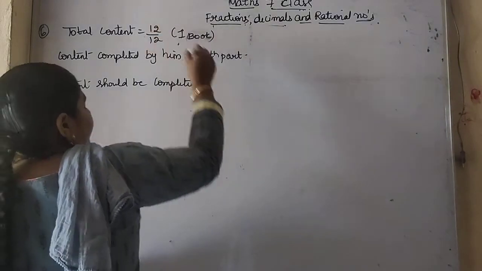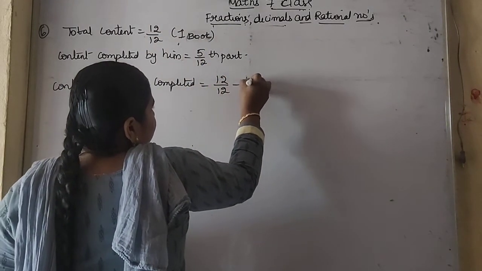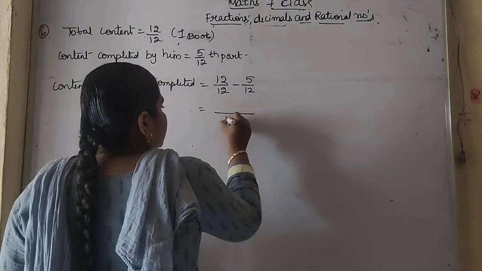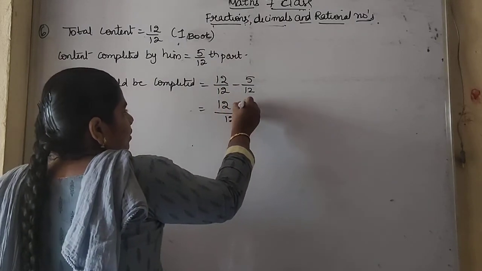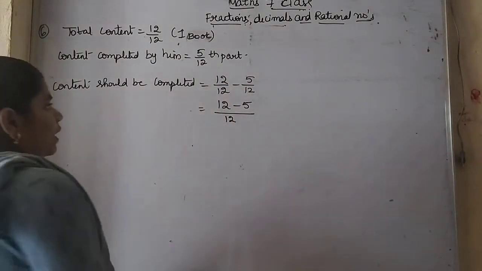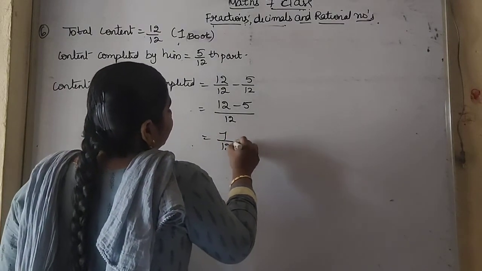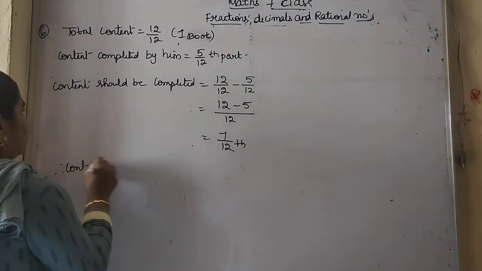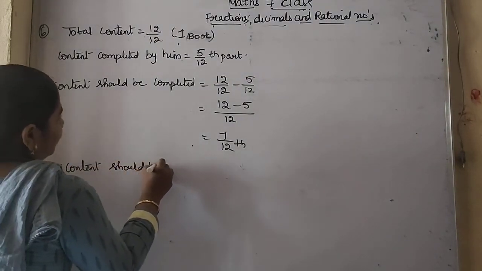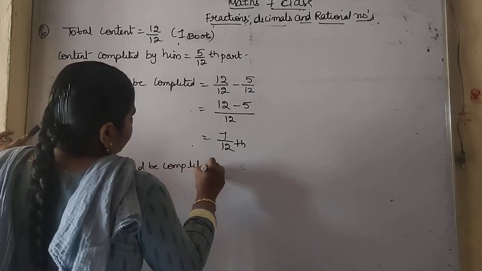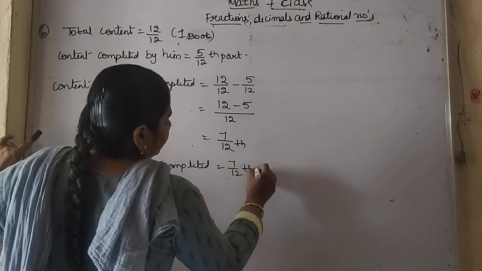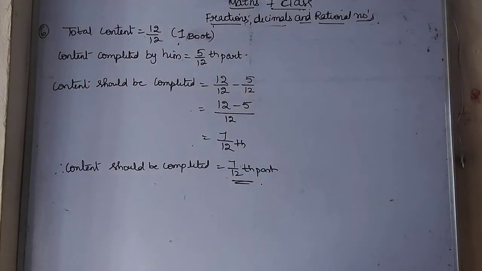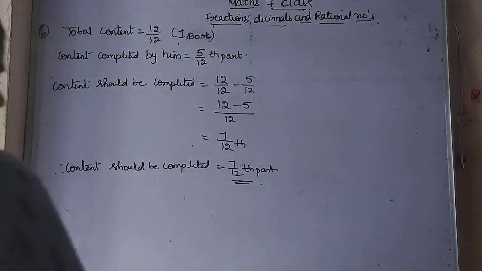So total book is nothing but 12/12 minus 5/12. So both the denominators are equal. So we can take the LCM as 12. So directly subtract the numerator values. That is 12 minus 5. So 12 minus 5 is how much? 7. So 7/12 part he has to complete more. So therefore the content to be completed is equal to 7/12 part. So this much content he has to complete still. Okay. So next is the last one.